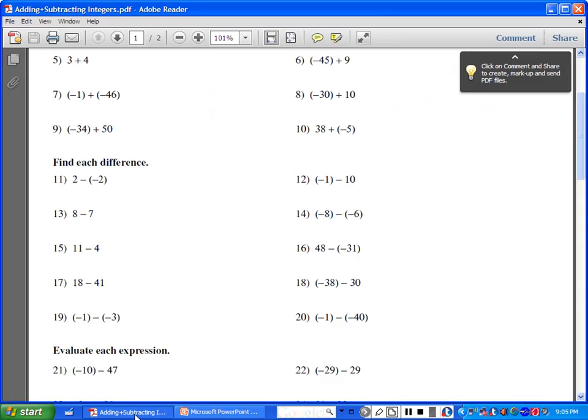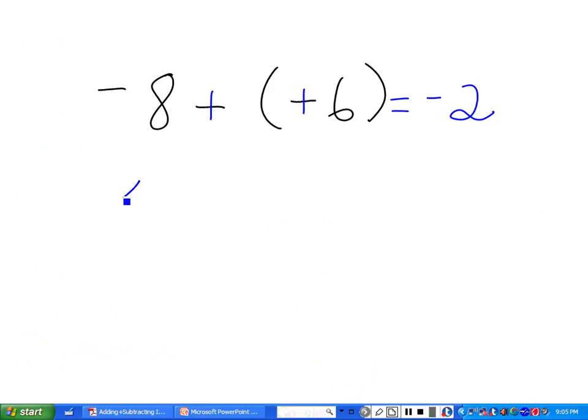Let's try number 16. 48 minus a negative 31. This is a subtraction problem. Change the minus sign to a plus sign and change the sign of the second number to its opposite sign. So it's now negative. We change it to positive. Therefore, really, we're just adding 48 and 31. We get 79.